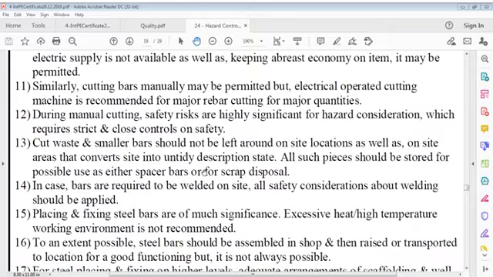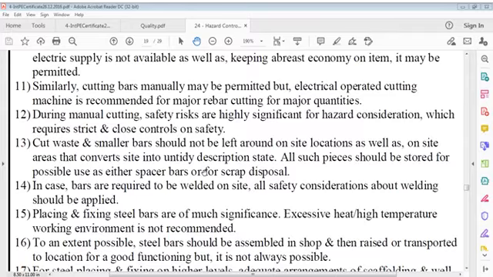Cut, waste and smaller bars should not be left around on site locations as well as on site areas. That converts site into untidy state. It is untidy and risky. All such pieces should be stored for possible use as either spacer parts or for scrap disposal.